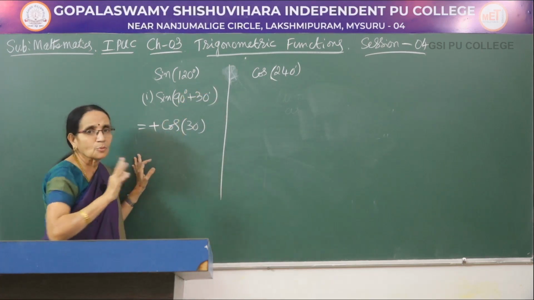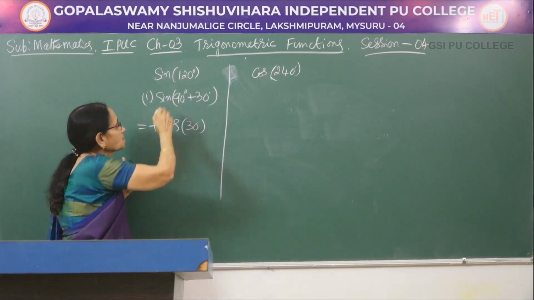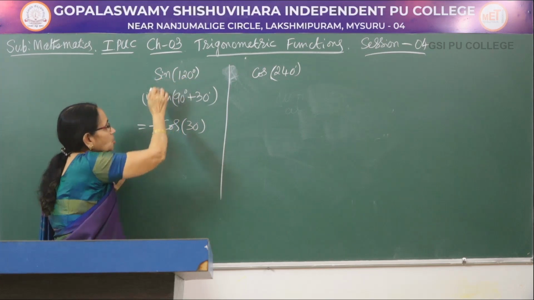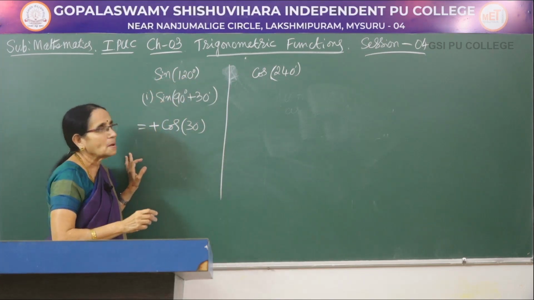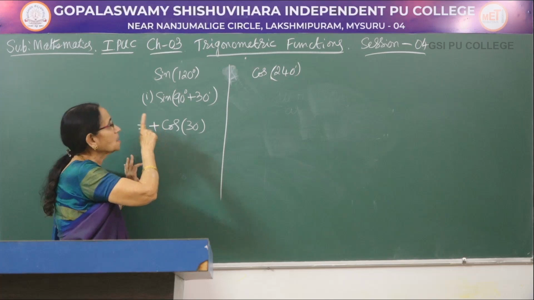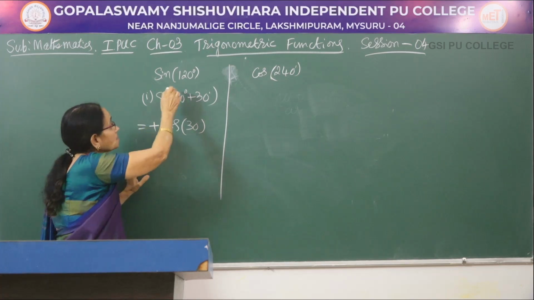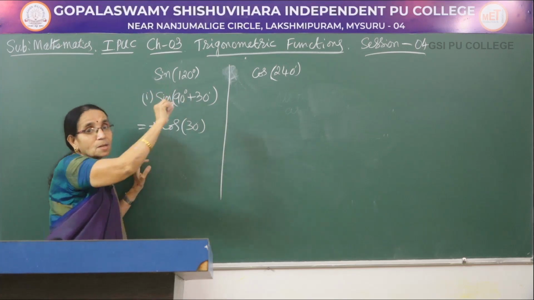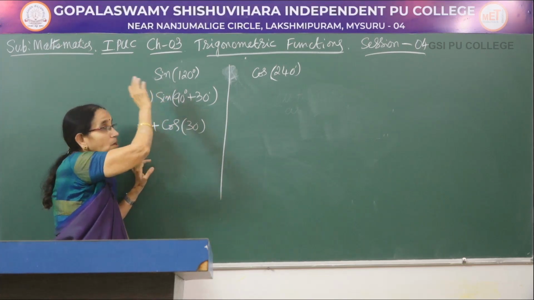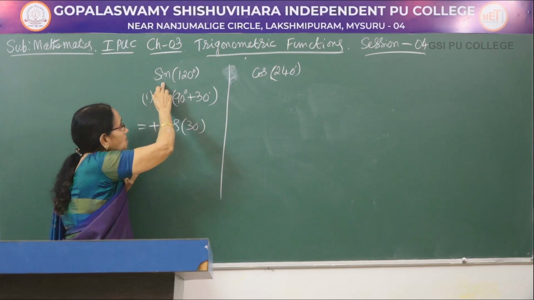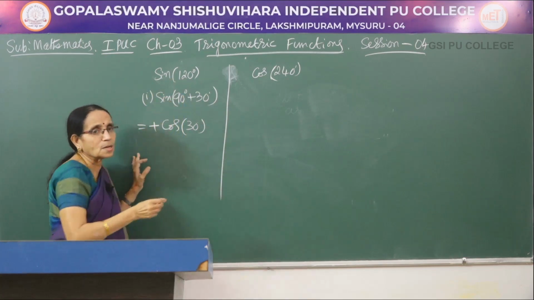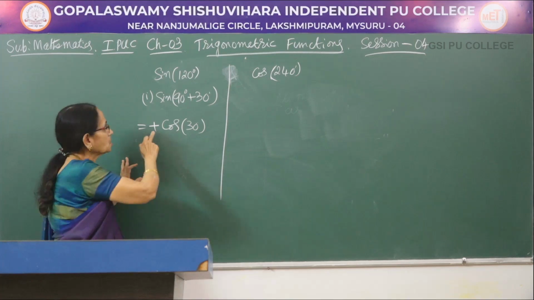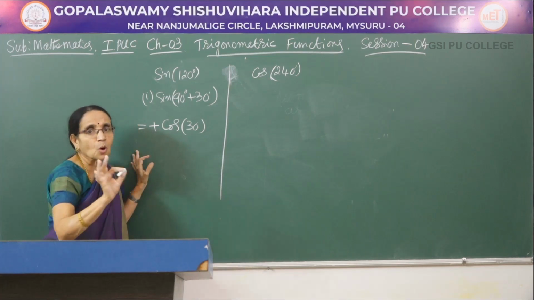So, I am following the first rule. First the sign has to be decided. Look at the angle, look at the ratio, decide about the sign here. In the second quadrant, sine is positive, because the sign should be calculated for the given ratio, not for this one. The given ratio is sine, the given angle is 120, which is in the second quadrant. Therefore, it has to be positive. So, I have written the sign, the sign part is over.